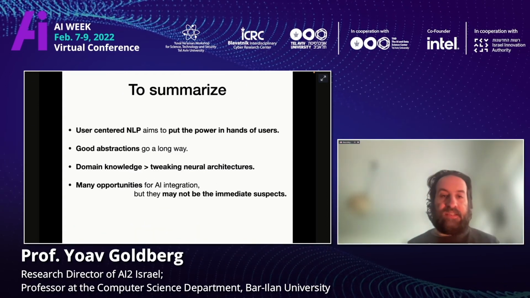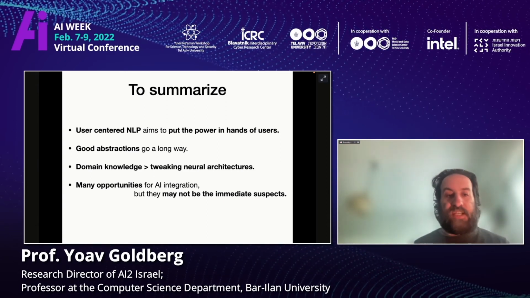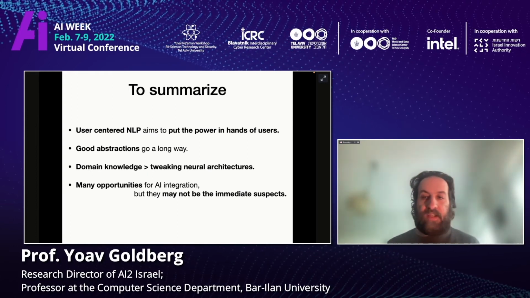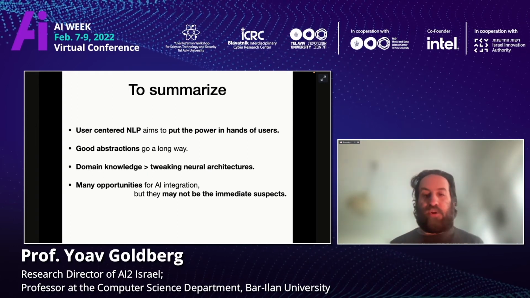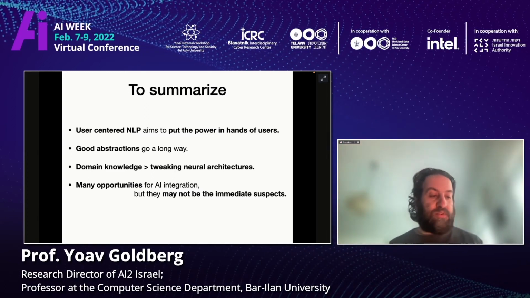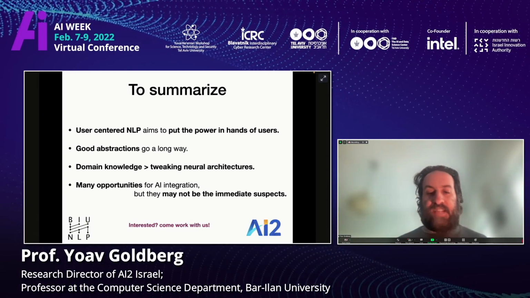And to summarize, user-centered NLP aims to put the power in the hands of users. Good abstractions go a long way in doing that. Domain knowledge is more important than tweaking neural architectures, and there are many ways to integrate AI into this, but they may not be the immediate suspects.